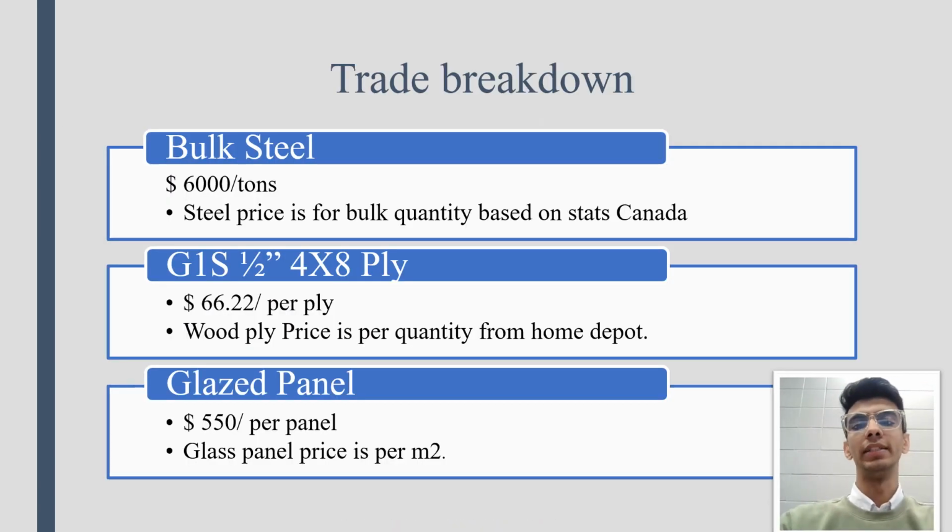Moving forward with the pricing of the components, bulk steel pricing is taken from Stats Canada, which is 6,000 per metric ton. For the wooden ply, we chose G1S, which is good on one side, over G2S, which is good on two sides, as there is a hike in price of $11 to $13 per ply, and to decrease the unnecessary cost in the structure. We have chosen G1S half-inch ply 4x8 sheet, which costs $66.22 per sheet from Lowe's.